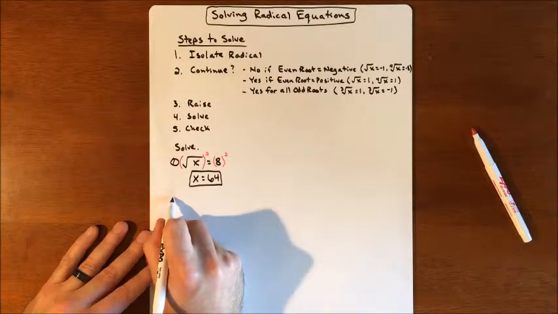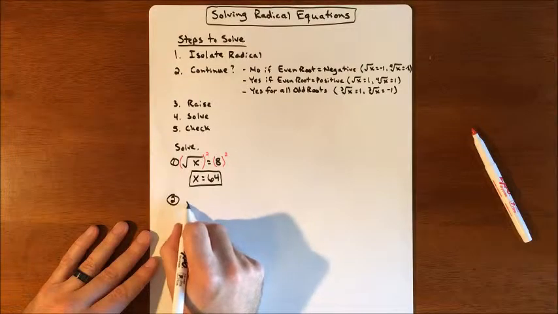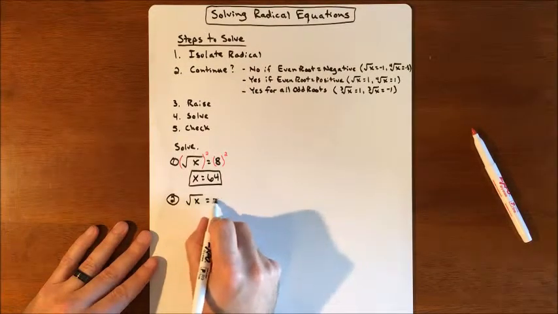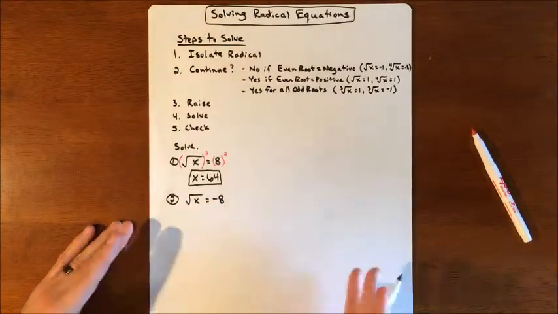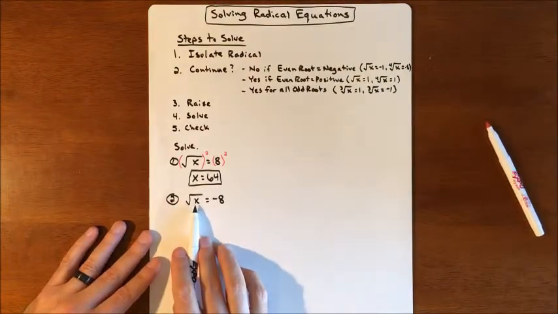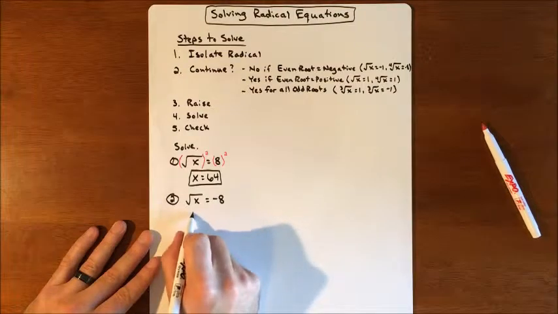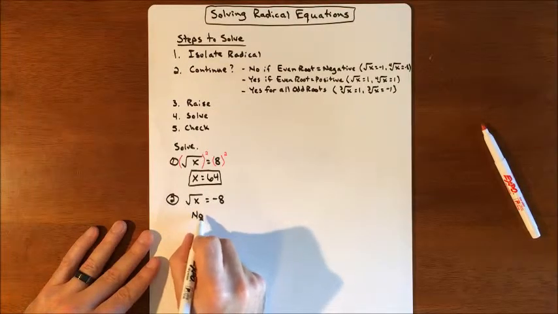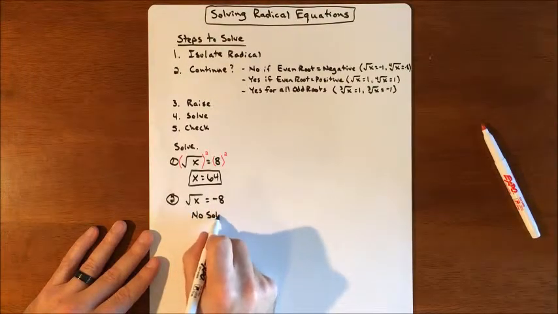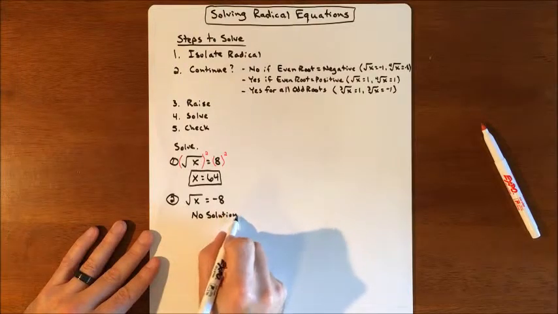So let's do another one. So if you have the square root of x equals negative 8, this is where you need to pause for a second. Square root is isolated, but square roots can't equal negatives, so we can't continue. We're not dealing with imaginary and non-reals, so that is a no solution.